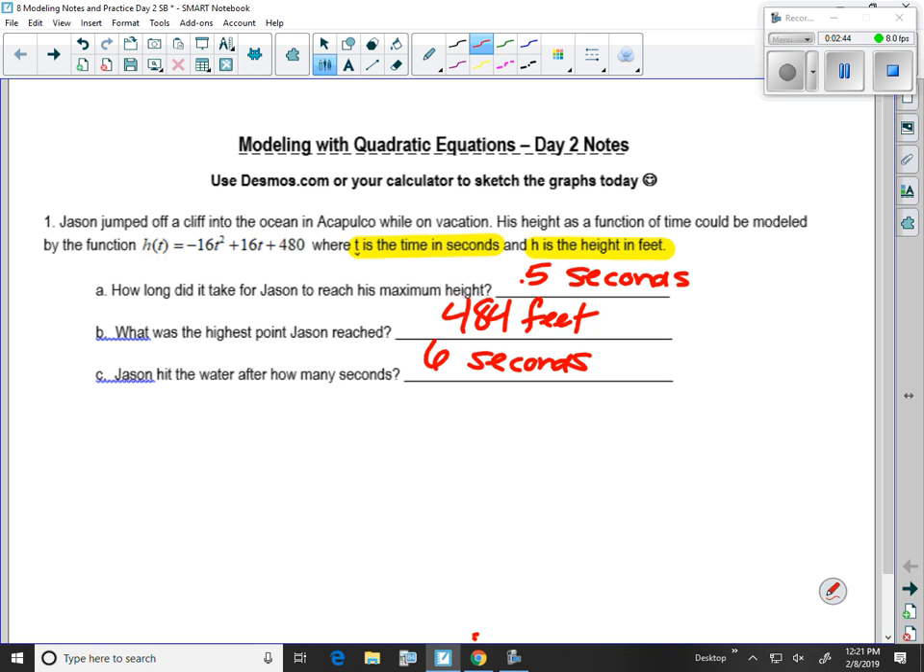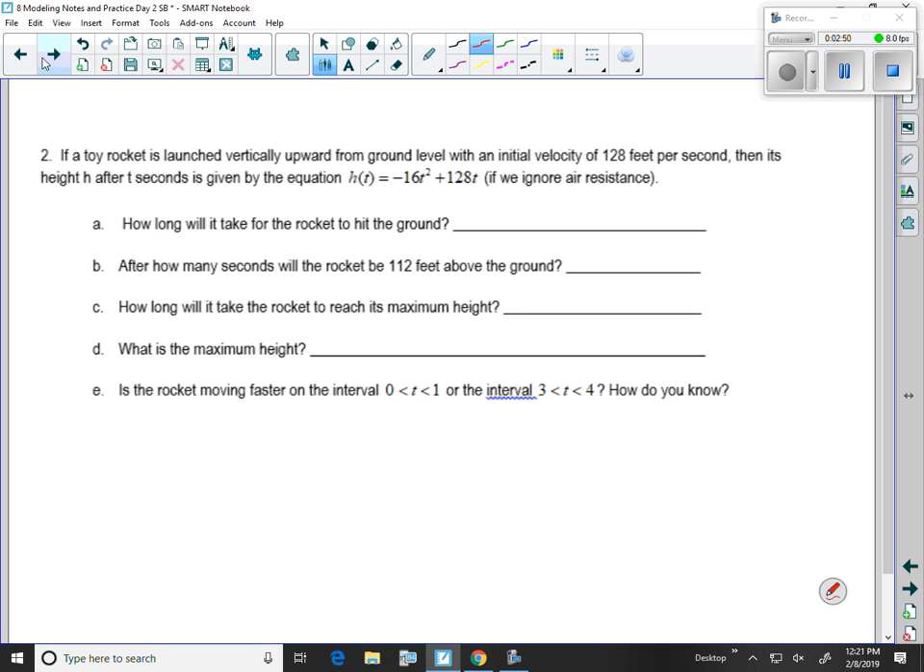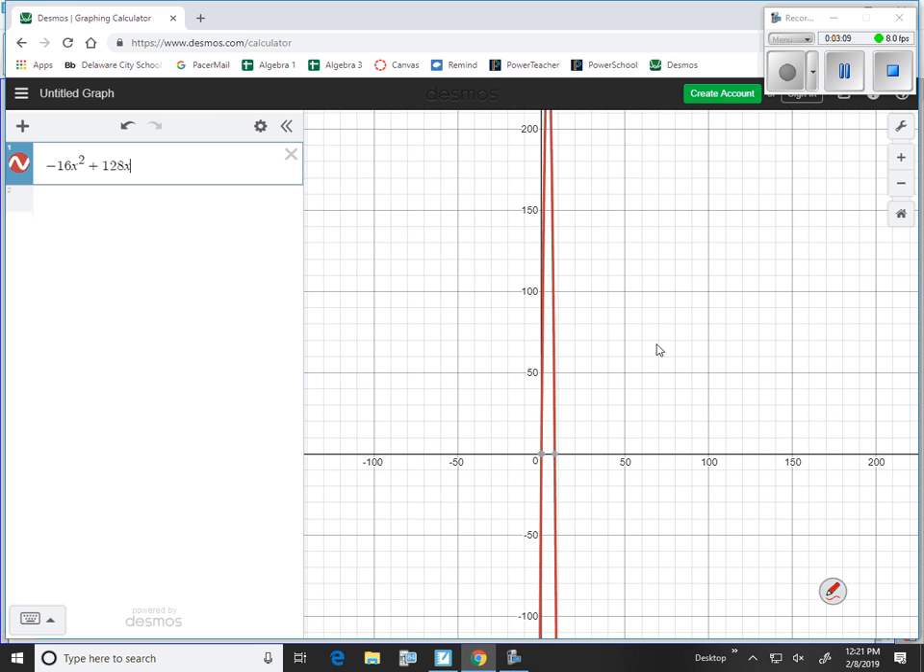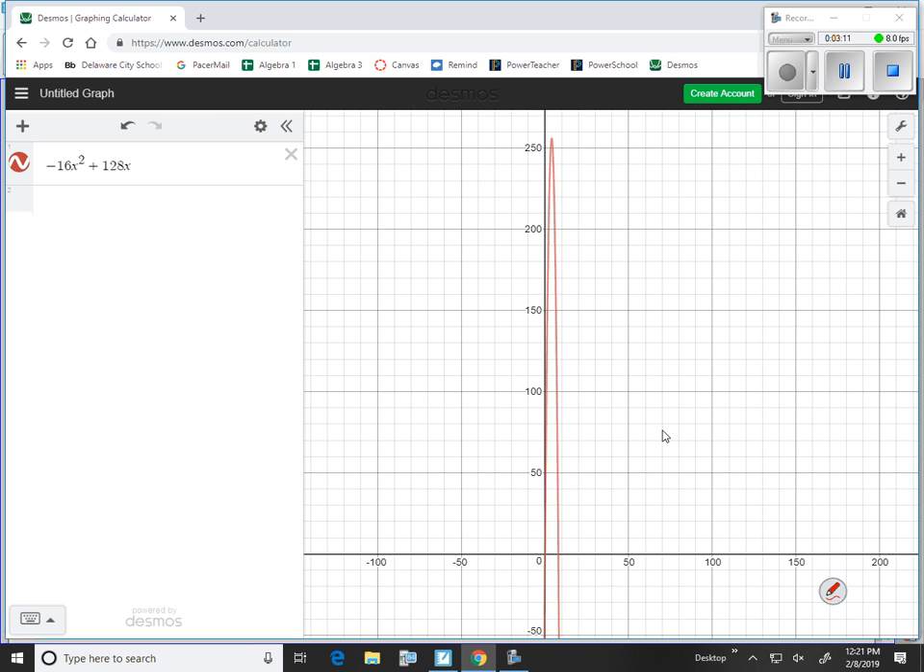All right, number 2. Go ahead and put number 2 into Desmos. We can kind of zoom in a little bit more on this one. All right, we ready?